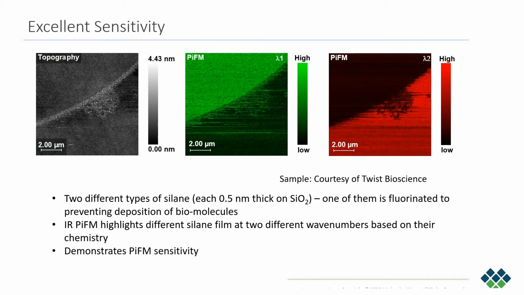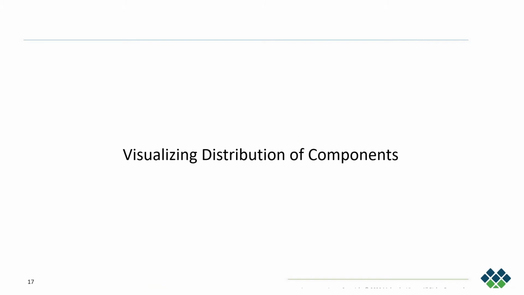You can tell that the boundary is actually neither. It is a different material, and that's why it doesn't get highlighted in either image. Just shows that PFM can have excellent sensitivity to work with monolayer films. The other application is, of course, visualizing the distribution of components at the nanoscale.